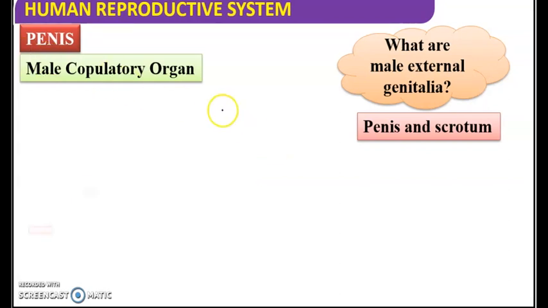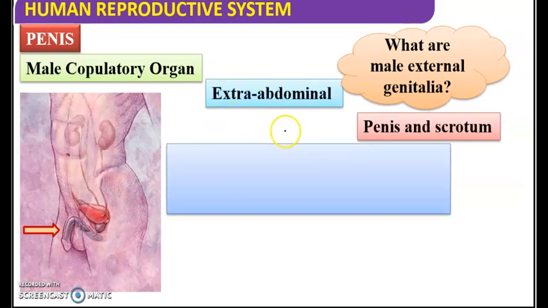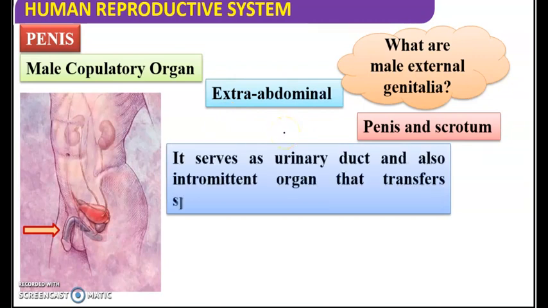Now, as we have discussed, this penis is extra-abdominal in origin, that is, it is present outside of the abdomen, and it serves as a urinary duct and also as an intermittent organ that transfers the spermatozoa to the vagina of the female. So it has both functions basically.